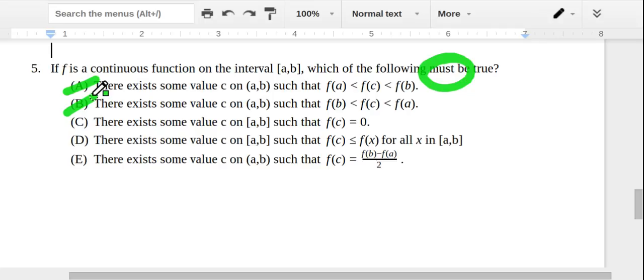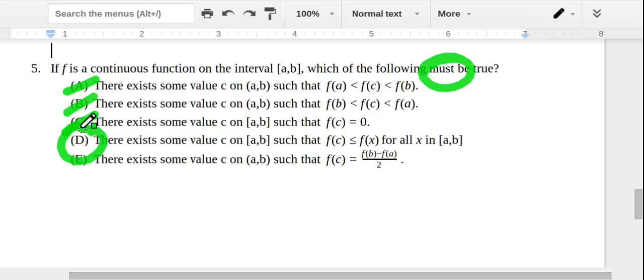There exists some c on a to b such that f of c equals 0. There's nothing that tells us that that output value at c has to be 0, so we're going to get rid of that choice. There exists some c value between a and b such that f of c is less than or equal to f of x for all x on the interval a to b. This choice I really like.